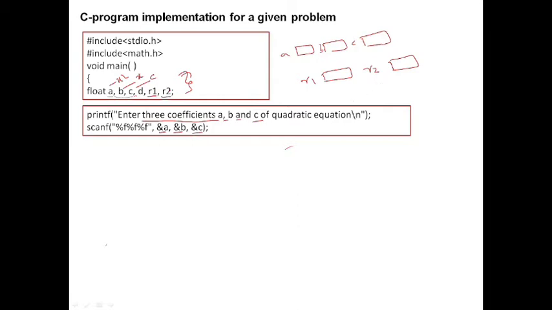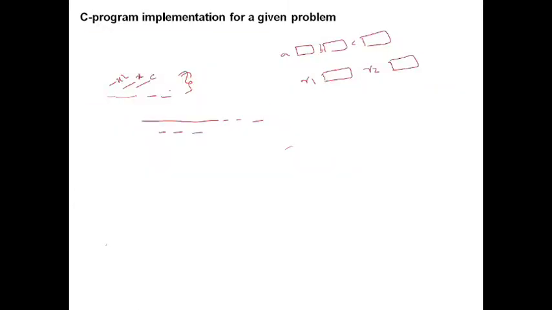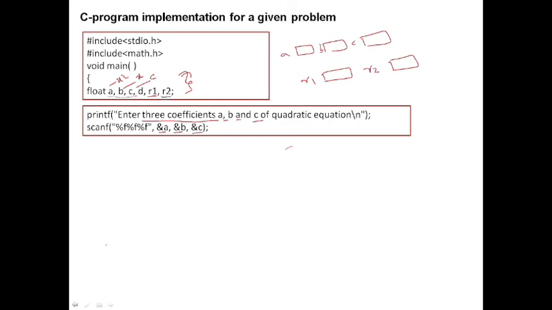Say for example, if the user enters the coefficients as 9, minus 12 and 4, then what happens? The 9 will be stored in a, minus 12 is stored in b, and 4 will be stored in c here, with the help of what here? The scanf statement.